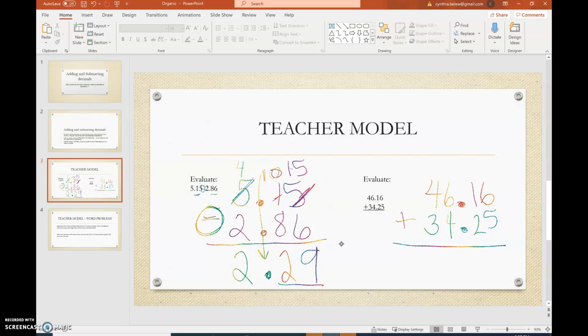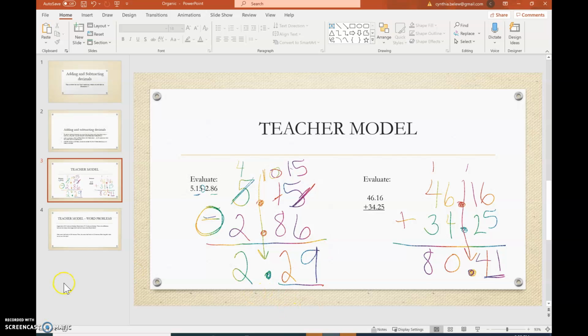Now I can add. 6 plus 5 is 11. Put 1 down, carry my 1. 1 plus 1 is 2, plus 2 is 4. Slide my decimal right on down. 6 plus 4 is 10. Write down my 0, regroup my 1. Nope, not carry. Regroup my 1. 1 plus 4 is 5, plus 3 is 8. 80 and 41 hundredths.